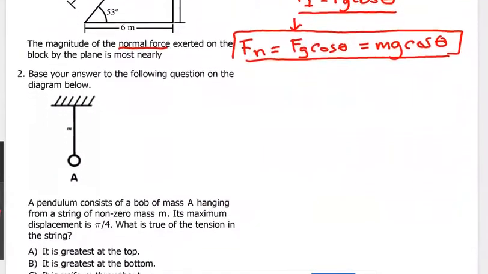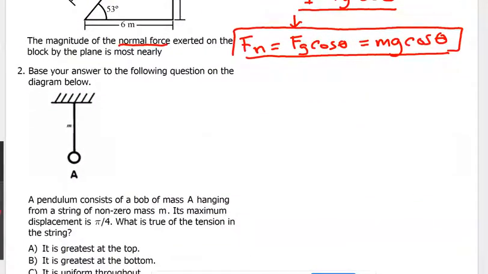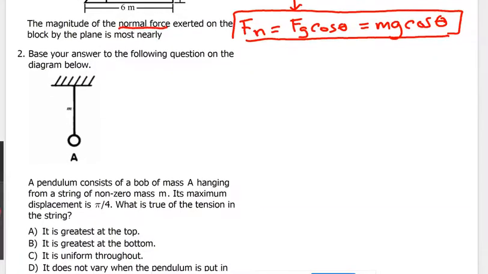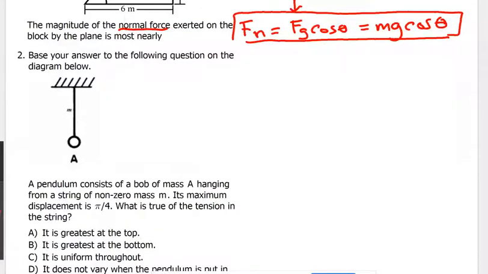Here's another kind of weird one. I don't have a question like this at number 2 on the test. It's a little too weird to put on the test just now, maybe later on. You've got a pendulum, and this pendulum is hanging from a string that has non-zero mass. All our strings so far have had no mass. So this string has some mass m, and the bob has mass as well.